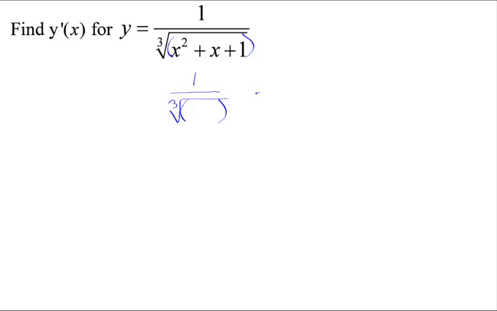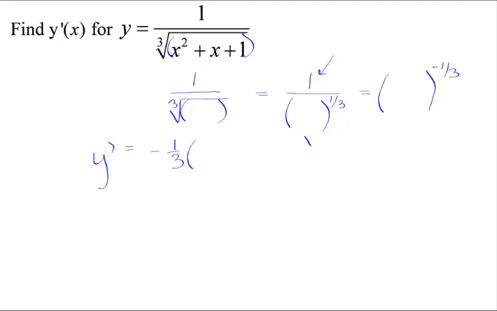So I would probably want to write this with a fractional exponent. It's going to make taking the derivative of the outside easier. And since I don't have any variables in the numerator, I could use the power rule to find the derivative of the outside. So y prime is the derivative of the outside.